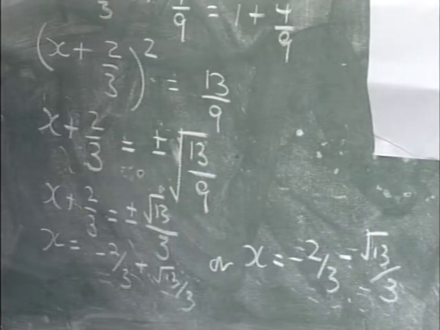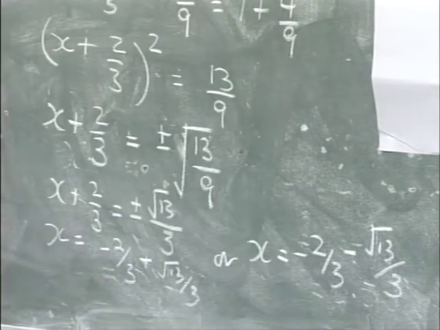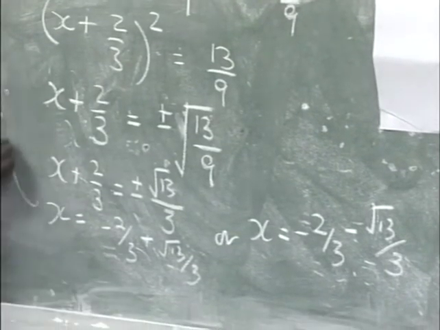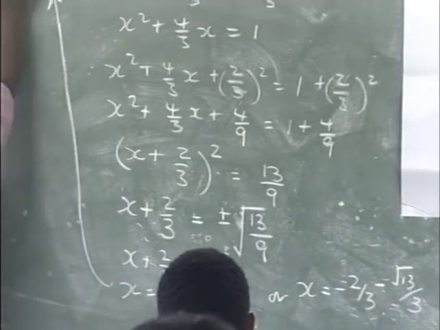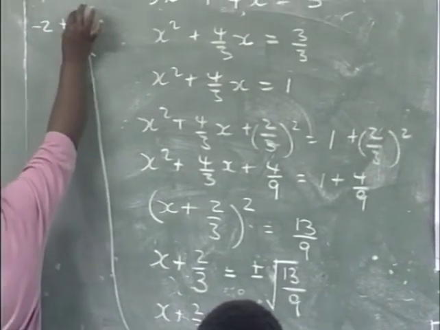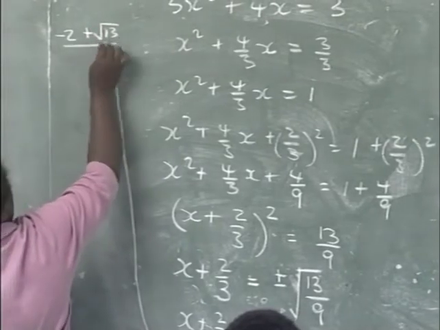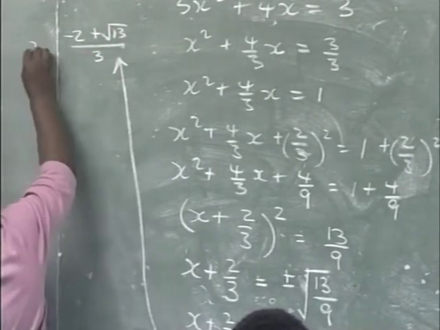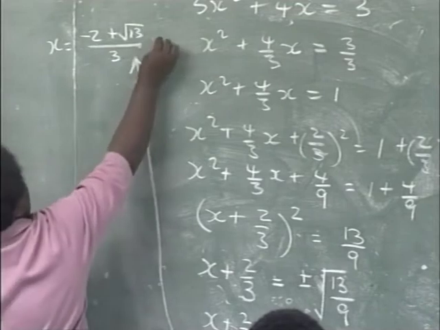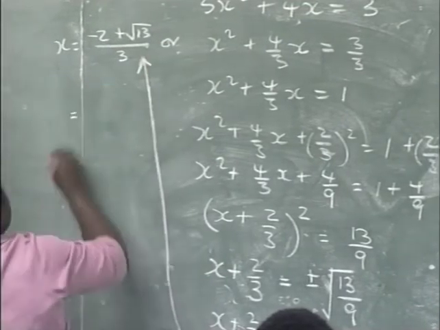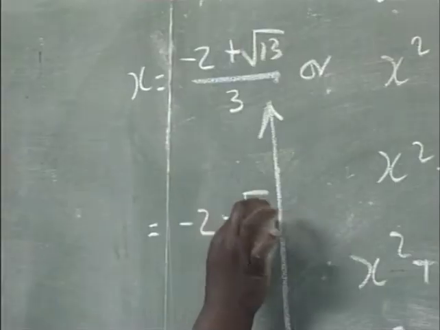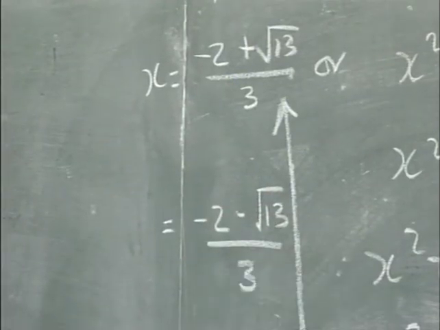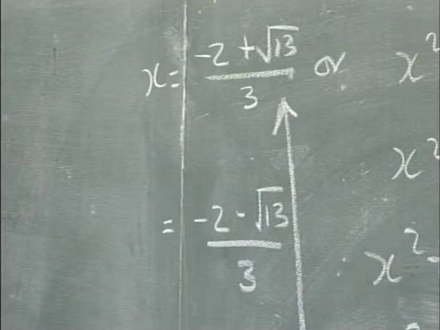Okay, I can still put this under one denominator because the denominators are the same. That's 3 and 3. So I can write it like this. Let me just put it here so it's clearer. Minus 2 plus root 13 all over 3. That's one answer. The other one is minus 2 minus root 13 on 3. Is it clear? Okay.